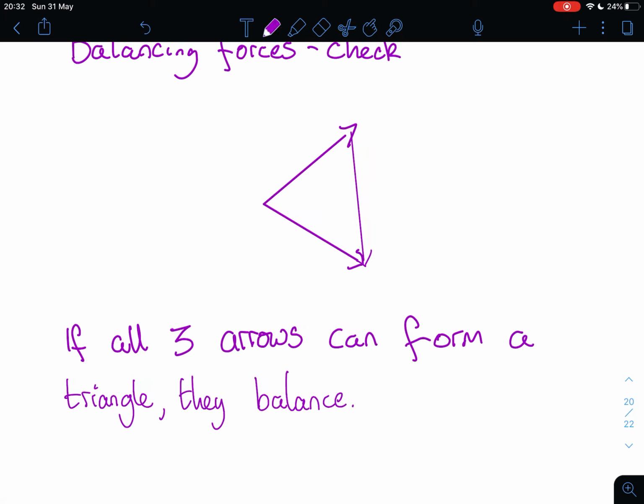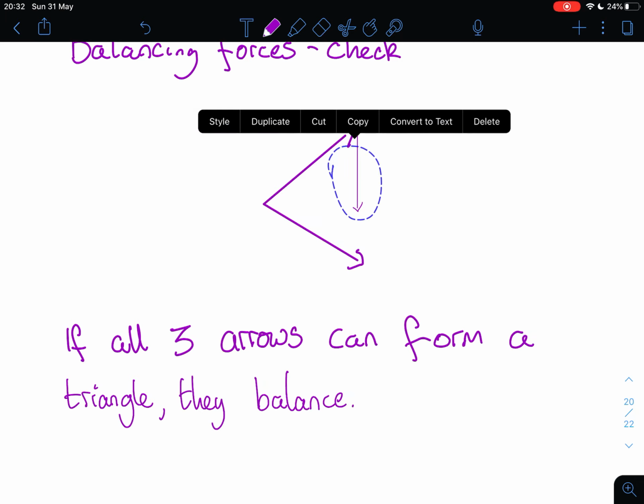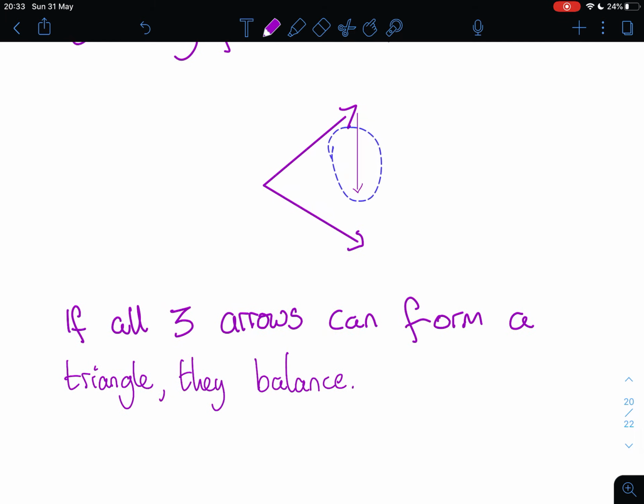If they don't, so if one arrow was too big, for example, like that, and I put it there, and we have leftovers, or it was too small, then we don't have balanced forces. Now in 2 years of exams, I've never seen them ask that, but it could be a quick 1-mark sentence. How can you check 3 forces are balanced? And the answer is you form a triangle. And that concludes this lesson.